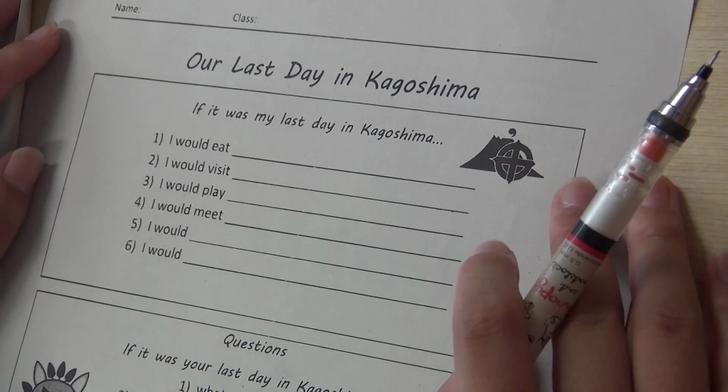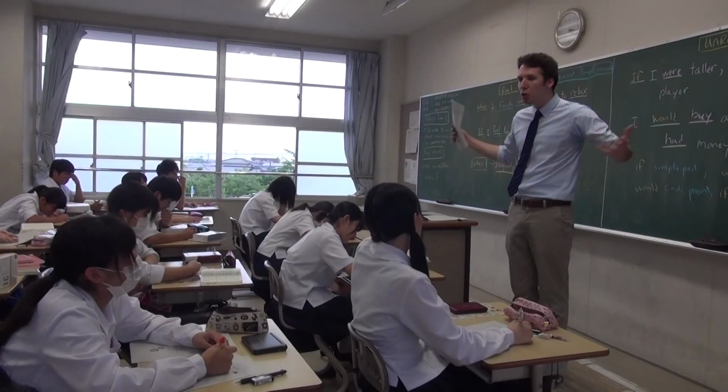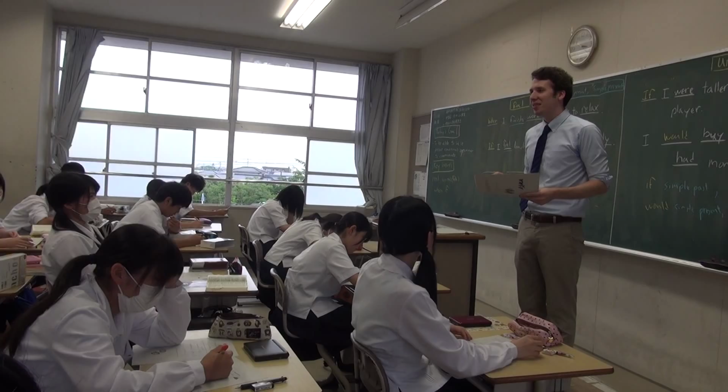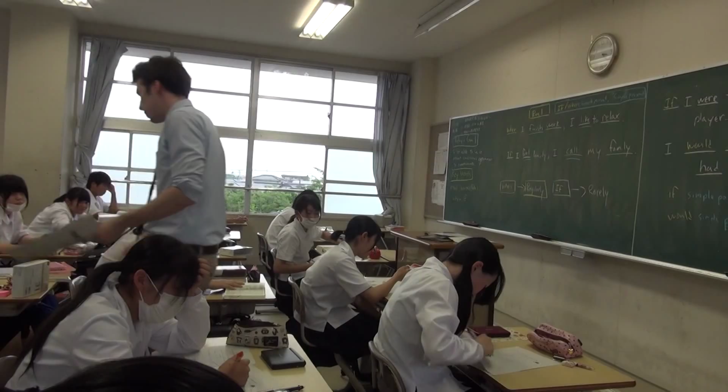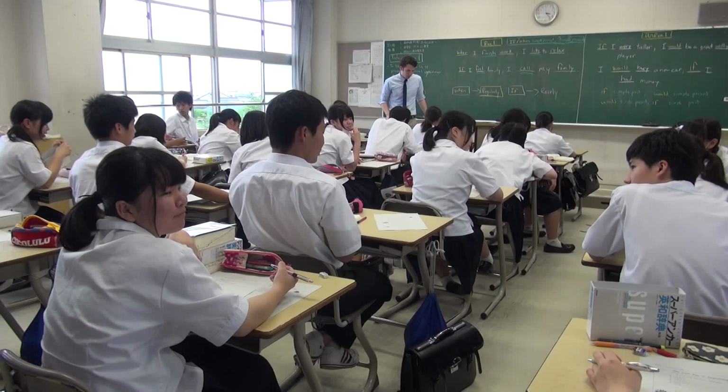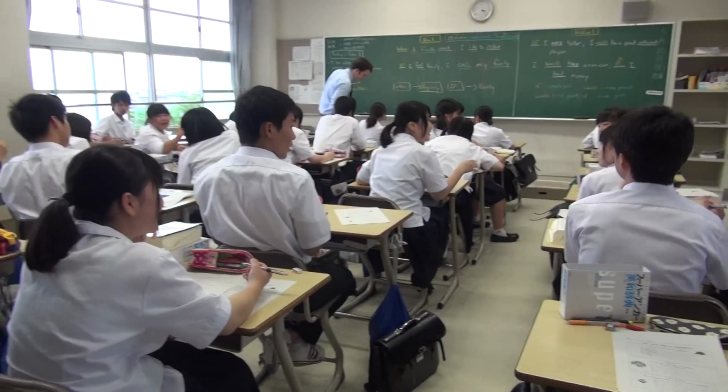Okay? So from now, I want you to answer these six questions. So four of them are already given to you. The other ones, please make up yourself. Okay? So, write what you want to do. Alright? So you have one more day in Kagoshima. What would you do? Okay? Alright, so please take 5 minutes and try and finish these. Go!